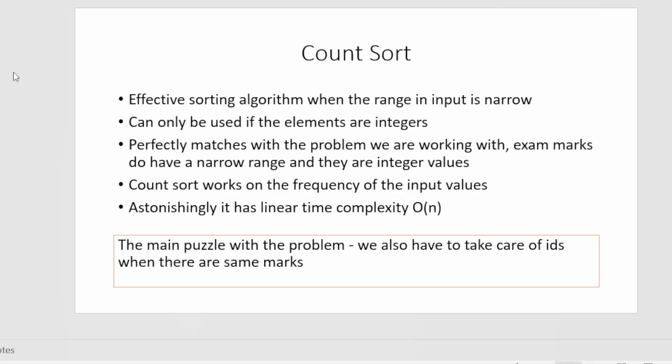Now, COUNT-SORT is effective when the range of input is narrow, and COUNT-SORT can only be used if the elements are integers. Now, these two properties perfectly match with the problem we are working with. We have exam marks which do have a narrow range and they are integer values. COUNT-SORT works on the frequency of the input values, and the best thing about COUNT-SORT, I think, is its time complexity, which has a linear time.